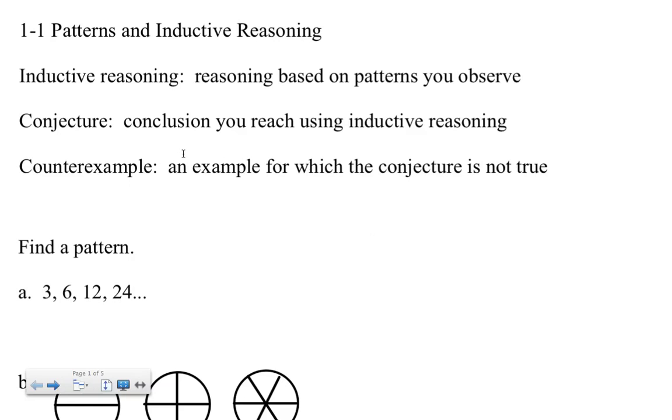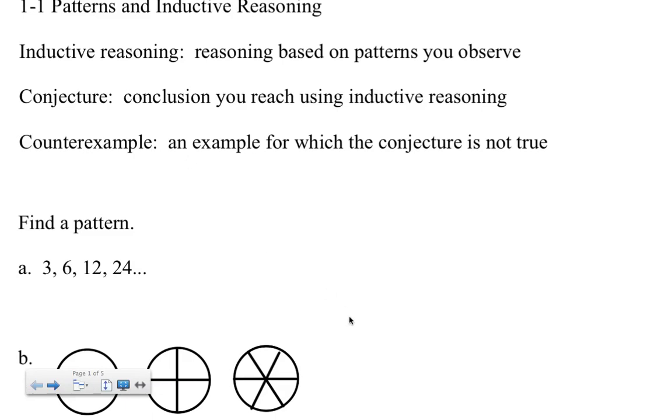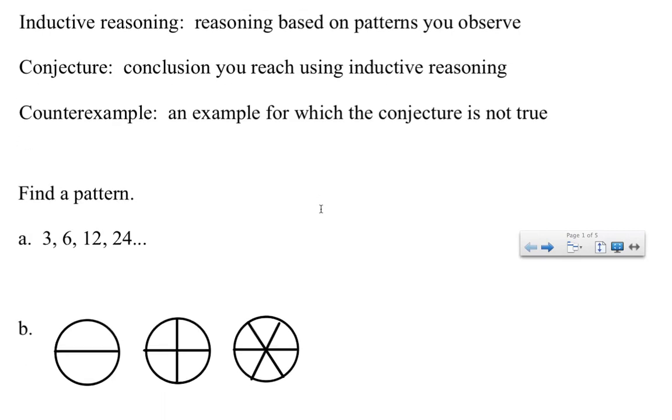A conjecture, think of that like a hypothesis. It's a conclusion you reach using inductive reasoning. I think because I saw this pattern that this is going to be the next thing that happens. That's a conjecture. This is the next thing. And then a counterexample, it is an example for which the conjecture is not true, where you've just proved something wrong. And I'm going to use all this vocabulary in these notes.